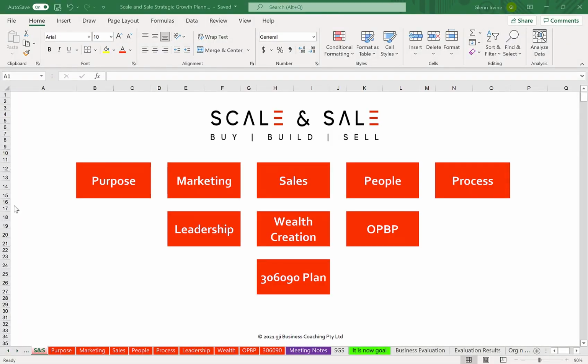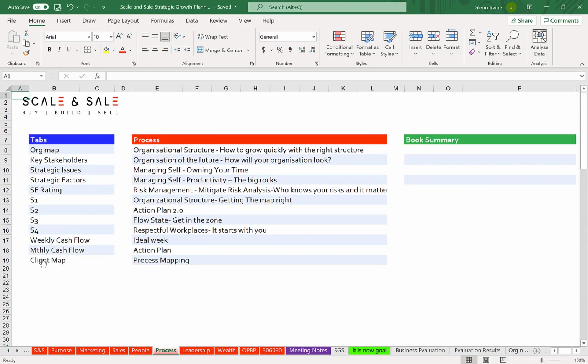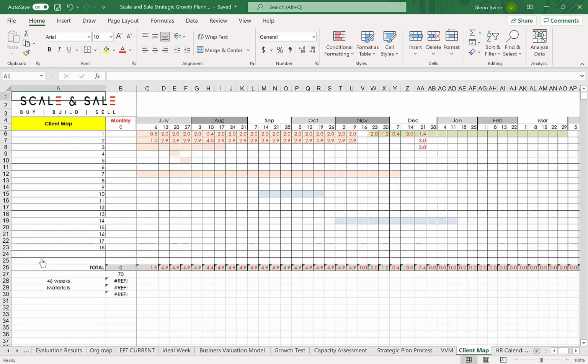This is something you'll hear me talk about, or maybe I've already talked to you about it, and you just want to go back over it or have a clear understanding of what it means to your business. So the Client Map is a part of your process, and it's part of really understanding your productivity. I always like to understand what is your maximum capacity.